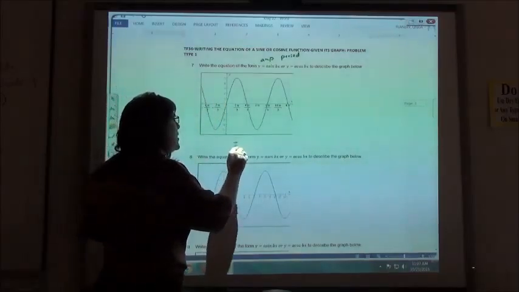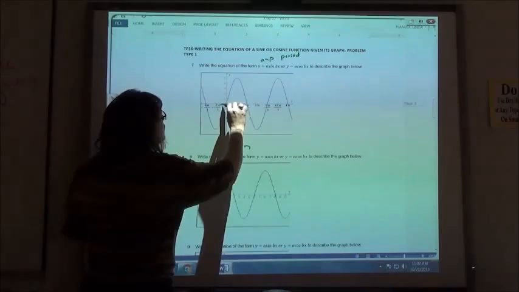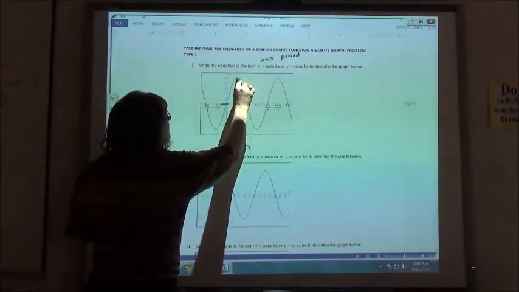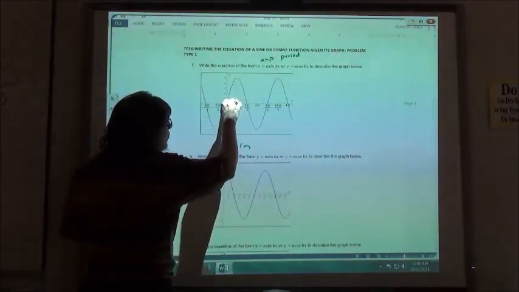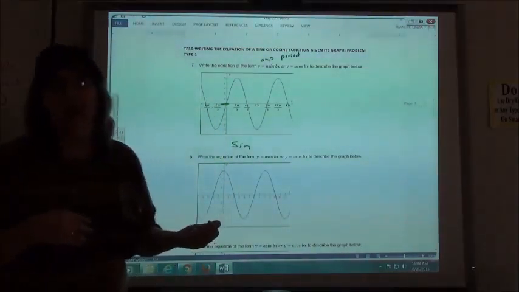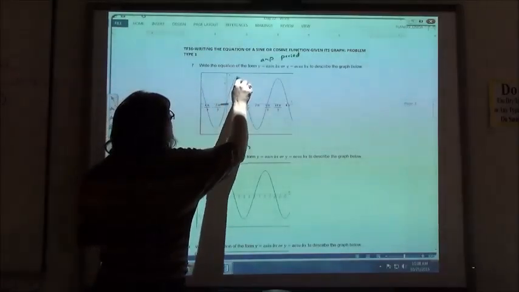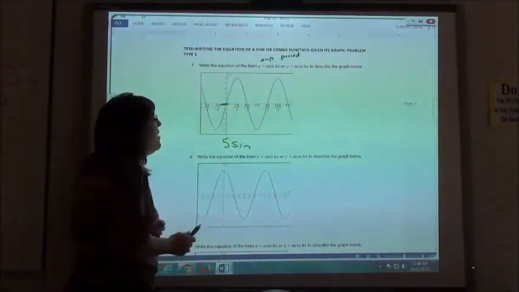So I know this one is going to be the sine. My amplitude. This one is going up first to 5, so my amplitude is 5. If it will go down, my amplitude is still 5, but I'm going to have a negative 5 in front of my sine to indicate that it's going down. So this one's going to go up to 5, so there's a 5 in front.